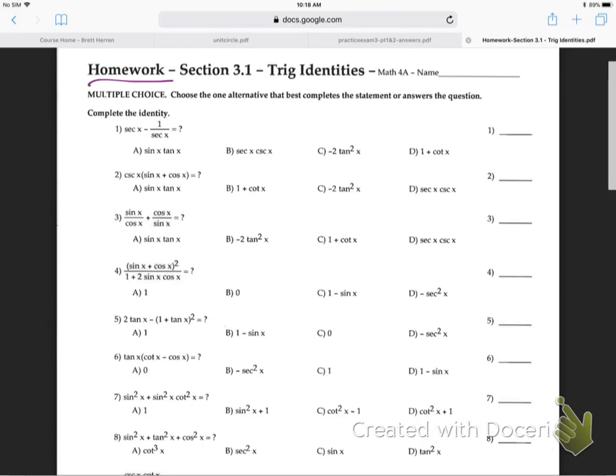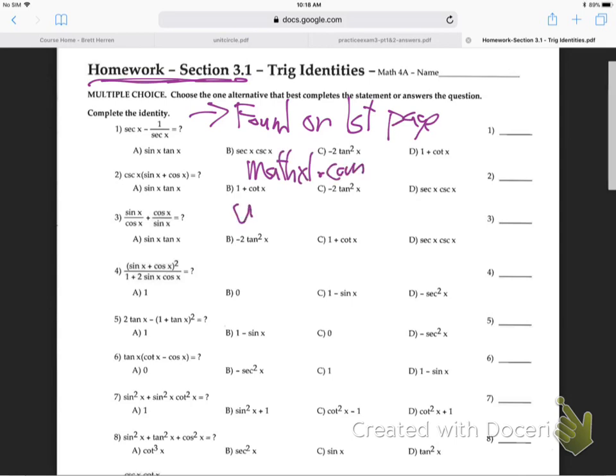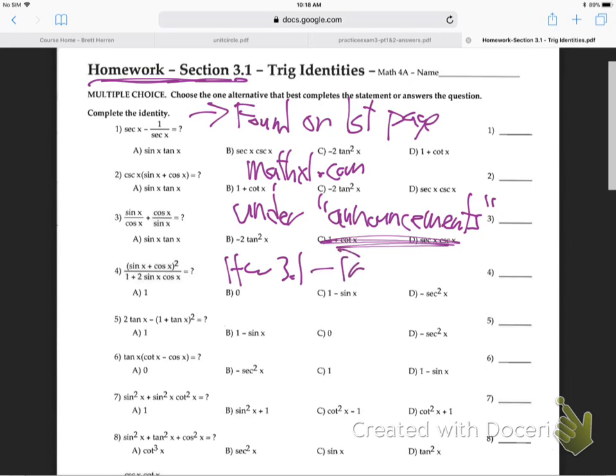So I'm getting this homework 3.1. This is found on the first page of mathexcel.com under the word announcements. You click on announcements and you'll find homework 3.1 trig identities. This is due on Wednesday. What is due? The work.